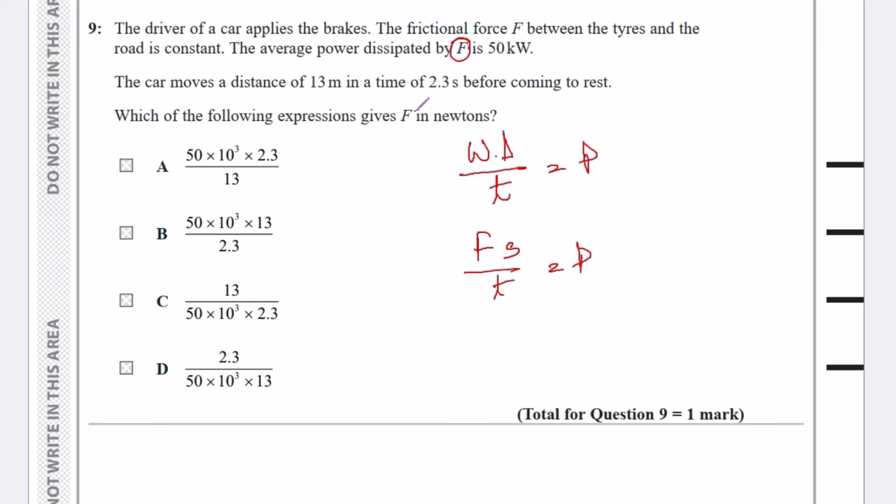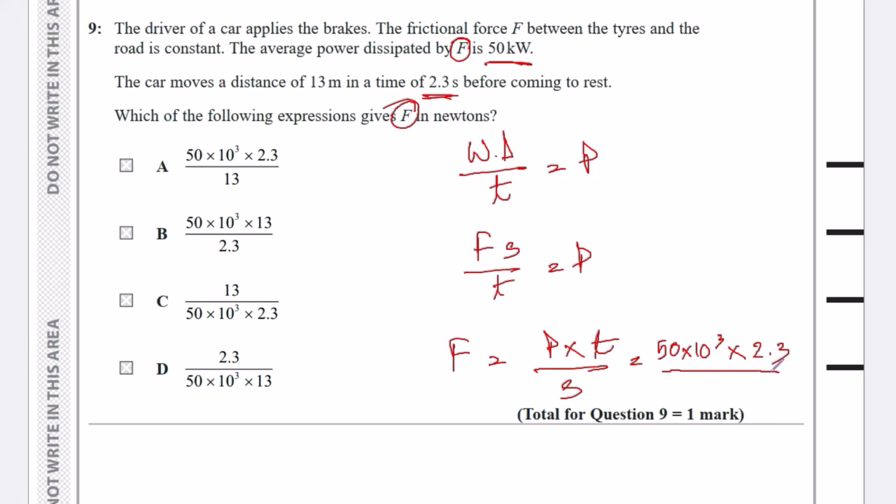And the question asks you to find out F. So F should be power times T, which goes on the other side, divided by S. Of course, you have to convert power from kilowatt to watt. So 50 kilowatt is 50 times 10 to the power 3, times the time, 2.3 seconds, divided by the displacement, which is 13 meter. So answer should be A.